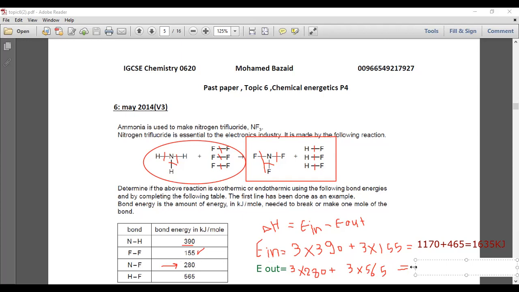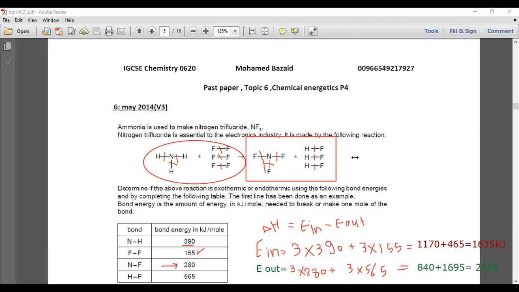3 multiply 280 equals 840, plus 3 multiply 565 equals 1695. Okay. Then add them together. 1695 plus 840. Total is 2535.